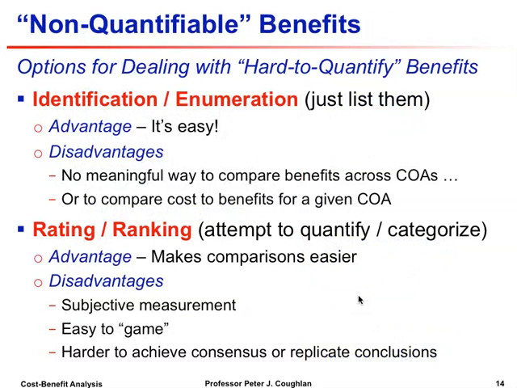Now, how do we deal with these non-quantifiable, or at least hard to quantify, benefits? Well, one approach is simply to identify them, just list them. The idea being that even if you can't quantify them, there's still some benefit to simply listing them, so that you are aware at least of all of the benefits that are in consideration. Why is that a good idea?